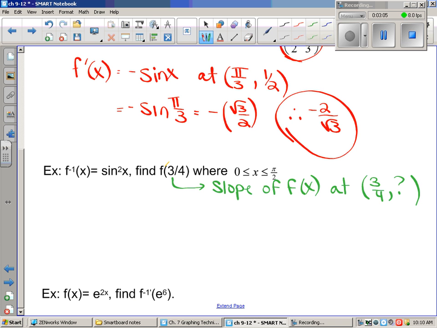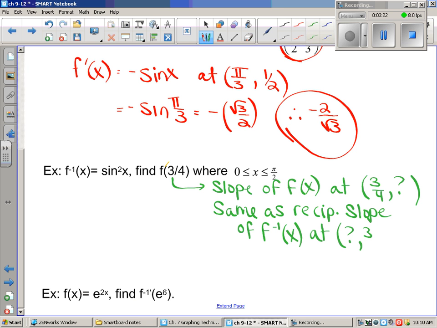And of course, that would be the same as the reciprocal slope of the inverse function at (3/4, something). So this is where it gets a little tricky. See, they're only giving me one piece of information. They're giving me the x value for the inverse function, but what we only have is the actual function.